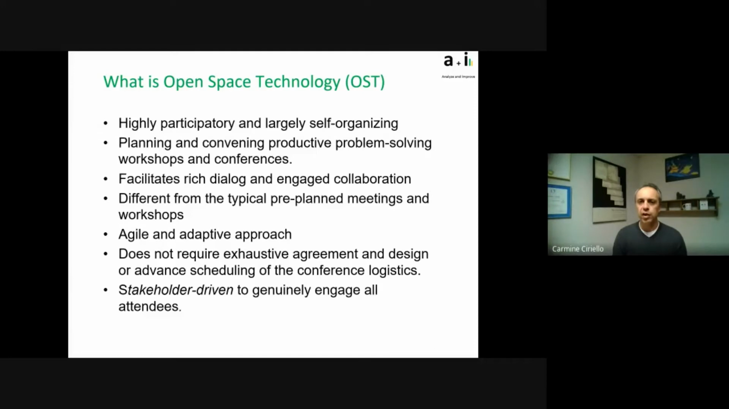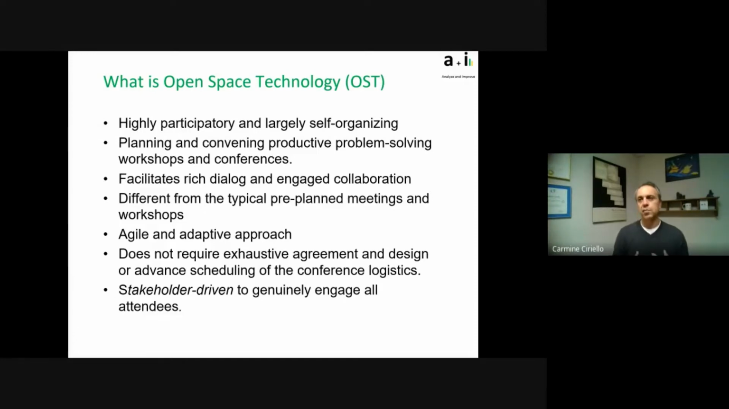Planning and convening productive problem-solving workshops and conferences is another product of what is open space technology. So the key word there being problem solving. It's all about having a reason to get together and trying to get to some solution or some action plan because of it.